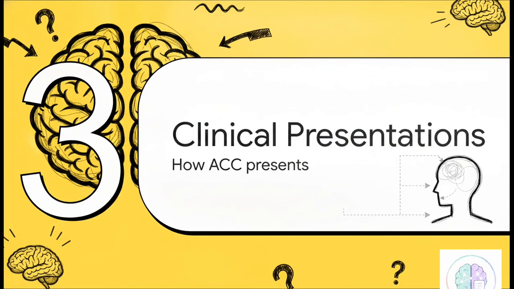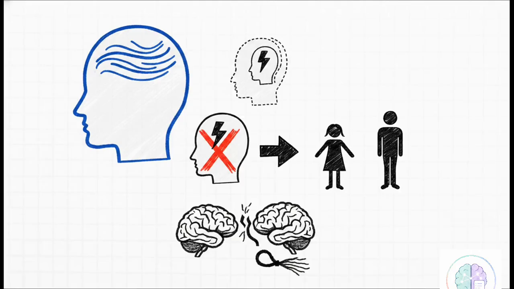Section 3, Clinical Presentations of ACC. So how does a patient with all this actually present? Well, it varies wildly. They might present with hydrocephalus or microcephaly, which is an abnormally small head. While seizures can happen, the literature explicitly notes that they're actually quite rare in this specific context. You might also see endocrine disruptions like precocious puberty.